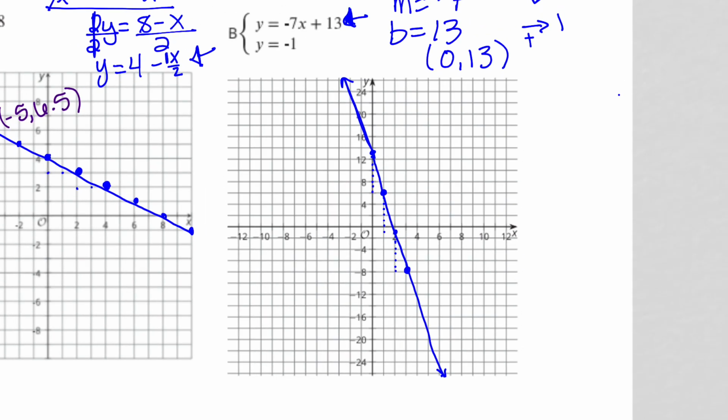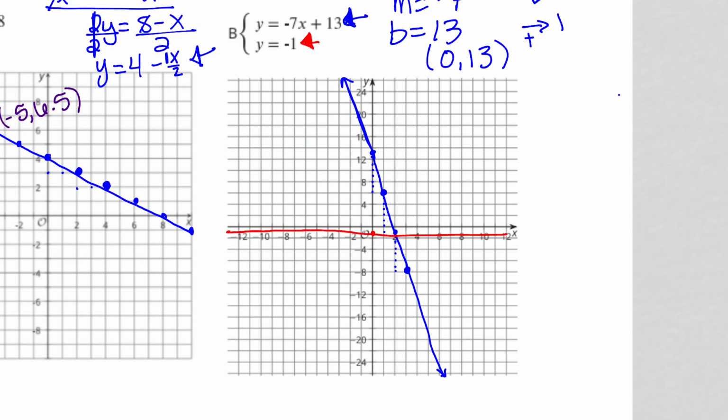All right. How do I graph this line? y equals -1. Go to -1 where? Which axis? The y-axis. We're going to go to -1. Is my line here going to be vertical or horizontal? It's going to be horizontal. So it's going to go through about the halfway point here.